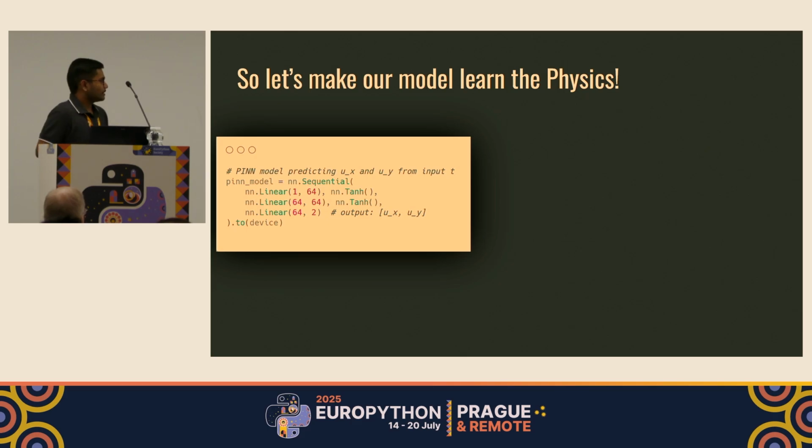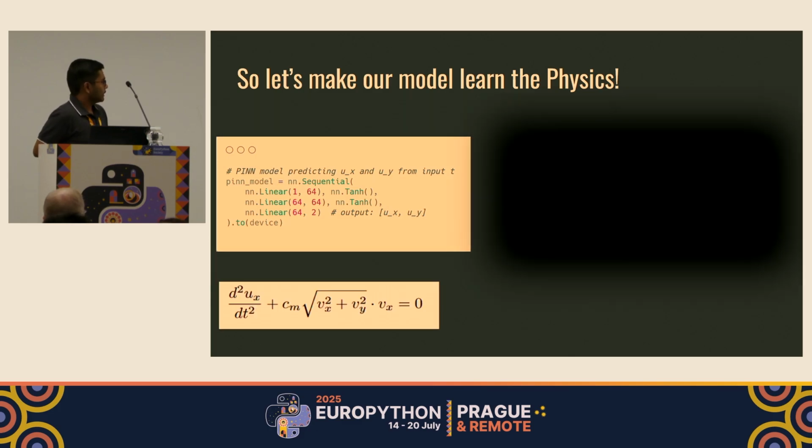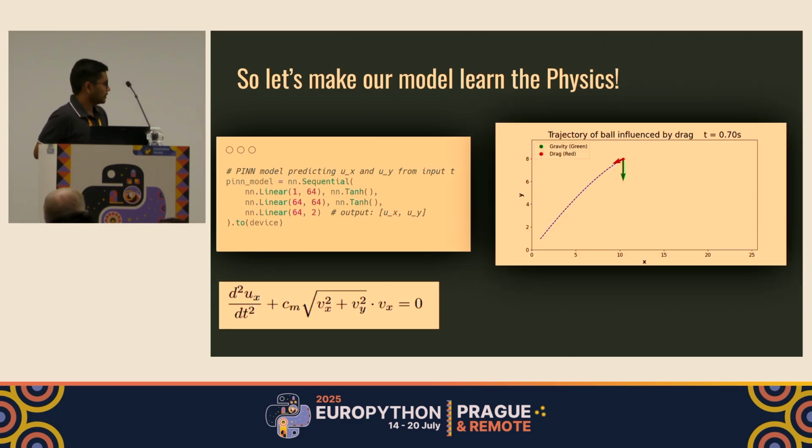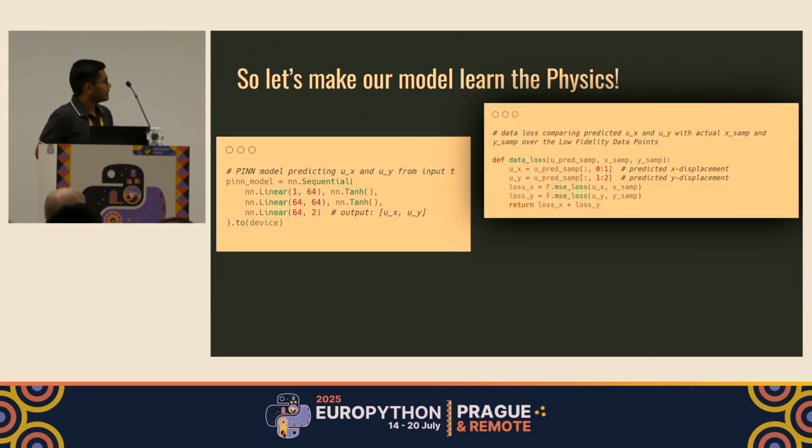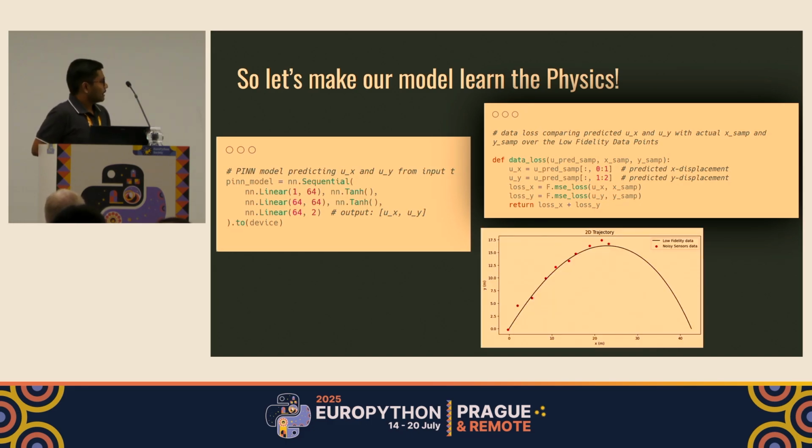So in PyTorch, this is how we can simply define a physics-informed neural network. First, we define a simple MLP. Then we note down the underlying physics of the problem, which are these two differential equations, one along the x-axis, one along the y-axis. And then we define a function for the data loss, which will calculate the deviation from the available observation data we have. And yeah, this is the data.